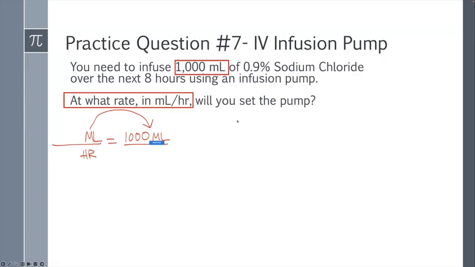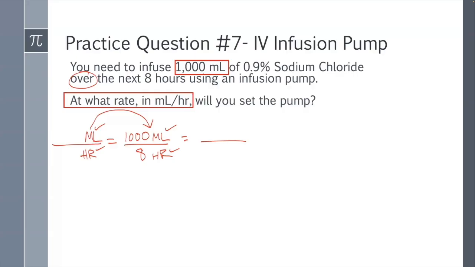Okay. Now it says 1,000 milliliters of 0.9% sodium chloride. There's my word, over the next 8 hours. So again, I'm solving for the dose, so I'm going to use those 8 hours. This again is why it's so important to always double check your destination. We need milliliters on the top. We got that. We need hours on the bottom. You've arrived at your destination. Get out of the car and do some math.